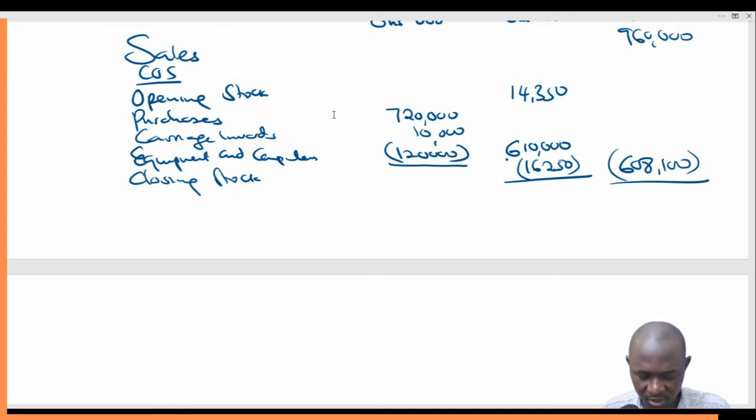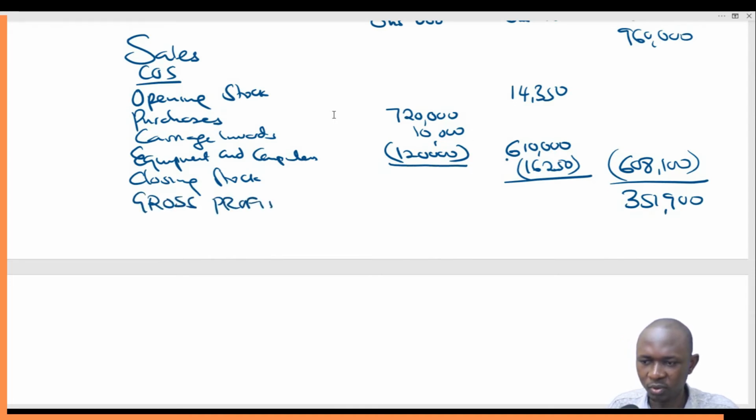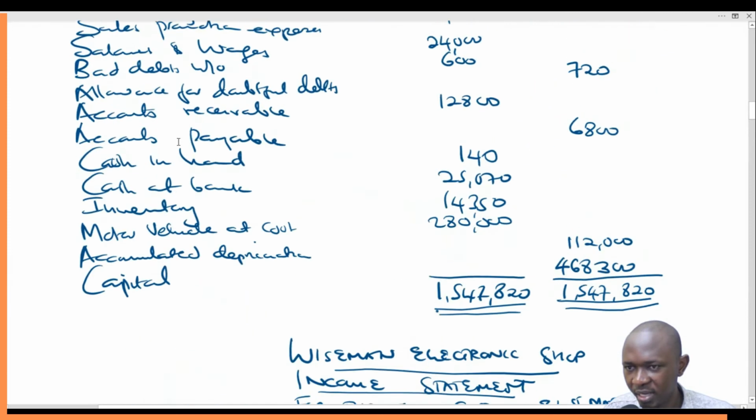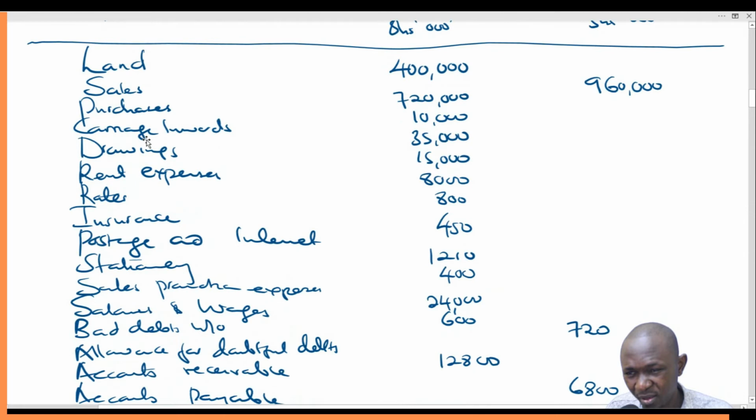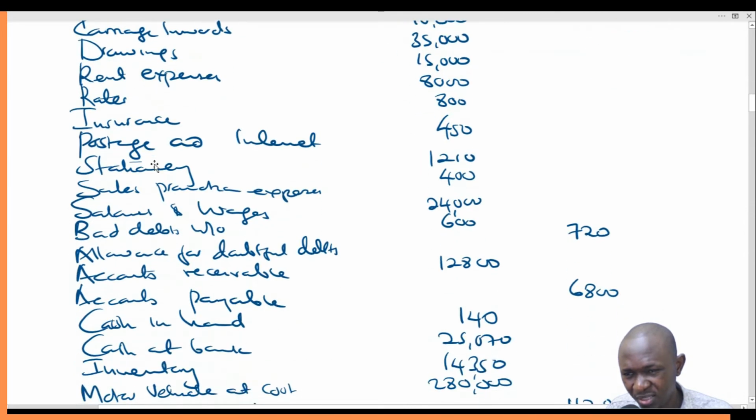So 960,000 minus 608,100, we have 351,900. And this becomes our gross profit. Gross profit is 351,900. So then the next thing is to add any incomes and gains. Did you have any incomes and gains?